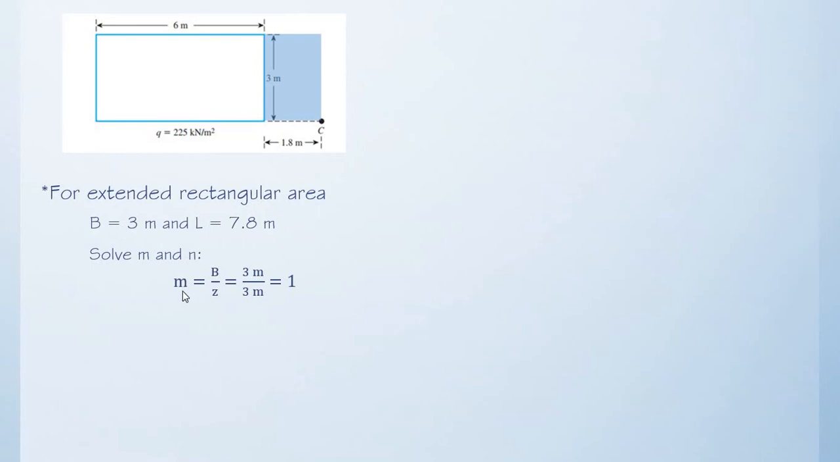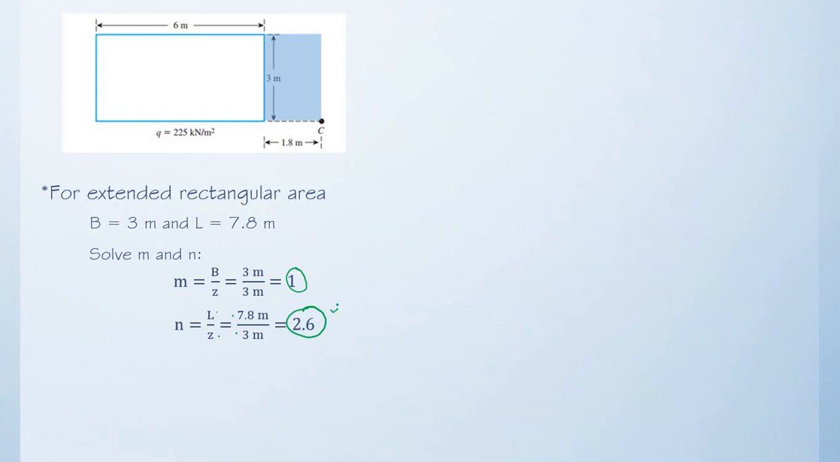minus Q multiplied by I3 of the introduced imaginary load. Let us first consider the extended load. B is 3 meters, and this is 6 meters, and this is 1.8 meters. That is 6 plus 1.8 meters. L now is 7.8. We solve for the value of M and N. M is equal to B over Z. B is 3 meters and Z is 3 meters. So the value of M is 1. Next, for the value of N, L divided by Z, 7.8 divided by 3 meters, this is 2.6.